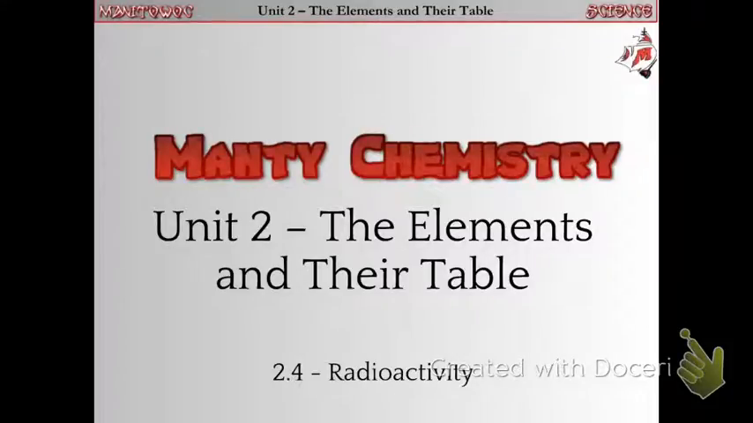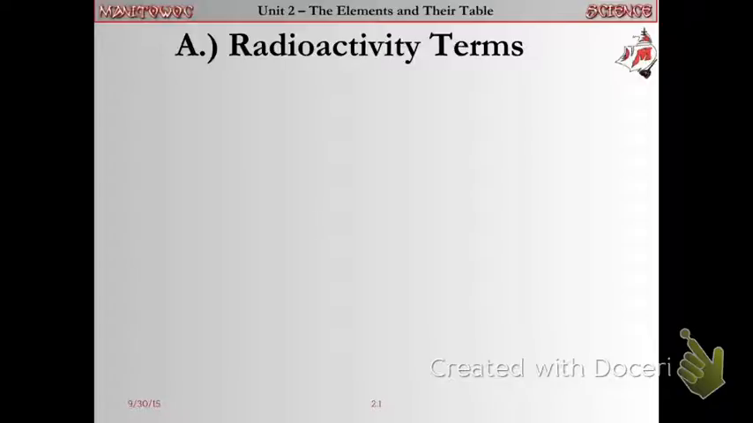All right, so this is the last section for Unit 2. We're going to call it radioactivity. So this is 2.4 radioactivity, and we're going to look actually on the inside of the atom. We're going to look really down deep into the center, in the nucleus of the atom for this unit.